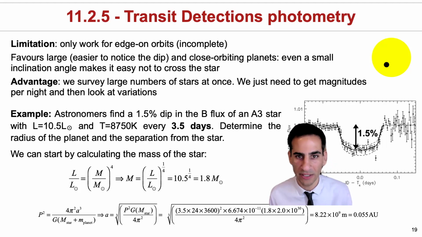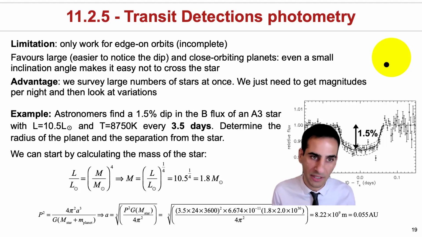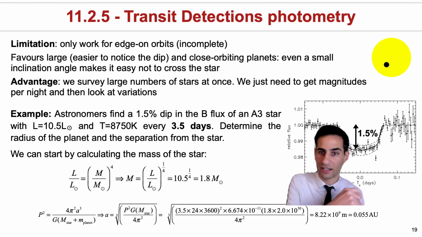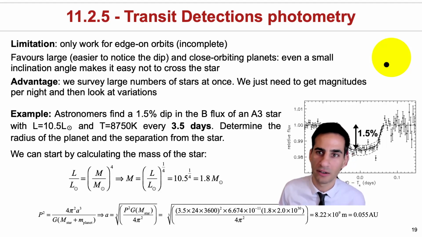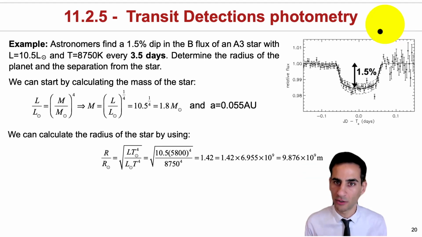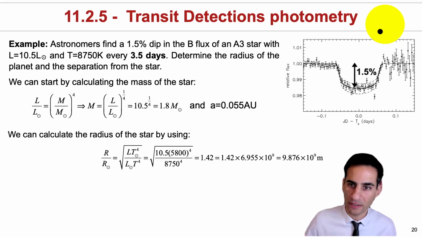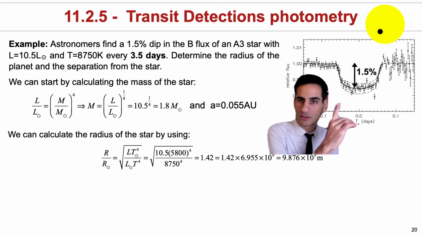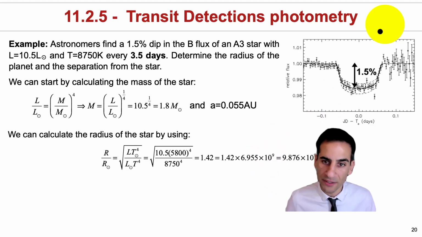This is the same planet and star, and we'll see that we can actually combine data. But for now, we still need to try to determine the radius of the planets. We already calculated the separation, but we need to calculate how big the planet is. In order to do that, and because our measurement is relative to the flux of the star, so we're talking about 1.5% to the star, we need to calculate how big the star is.